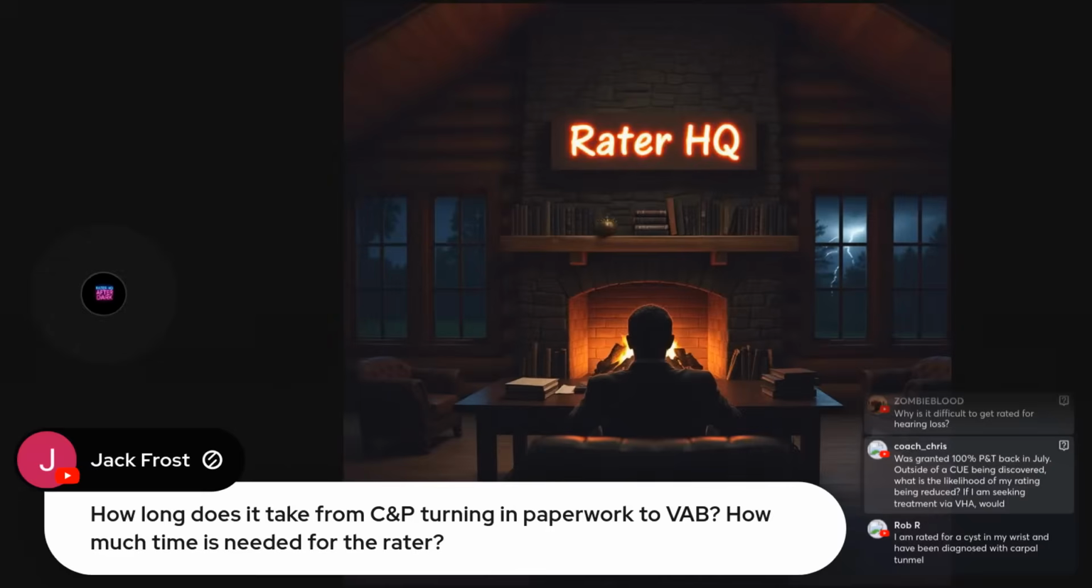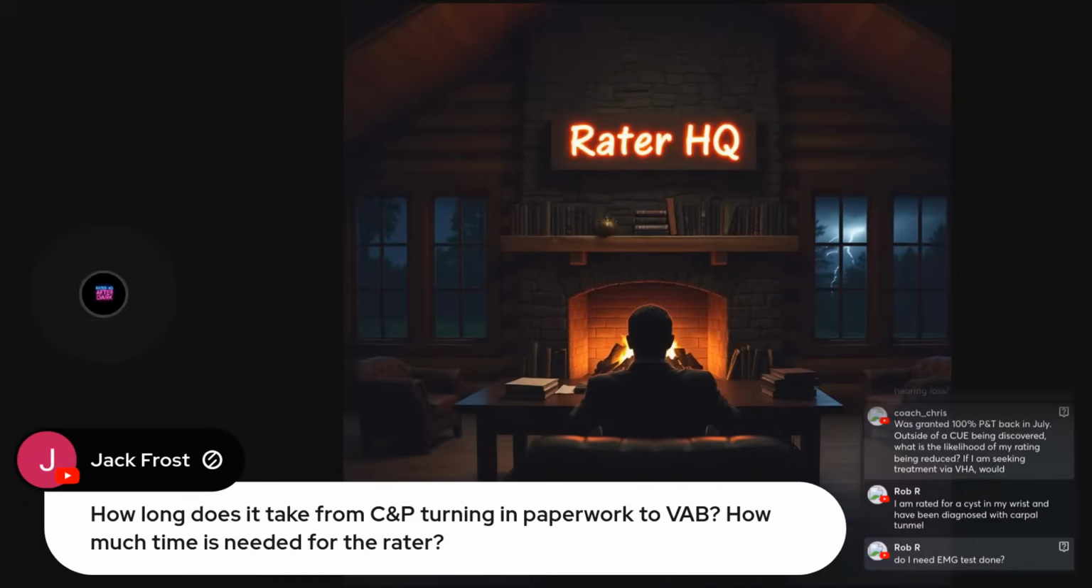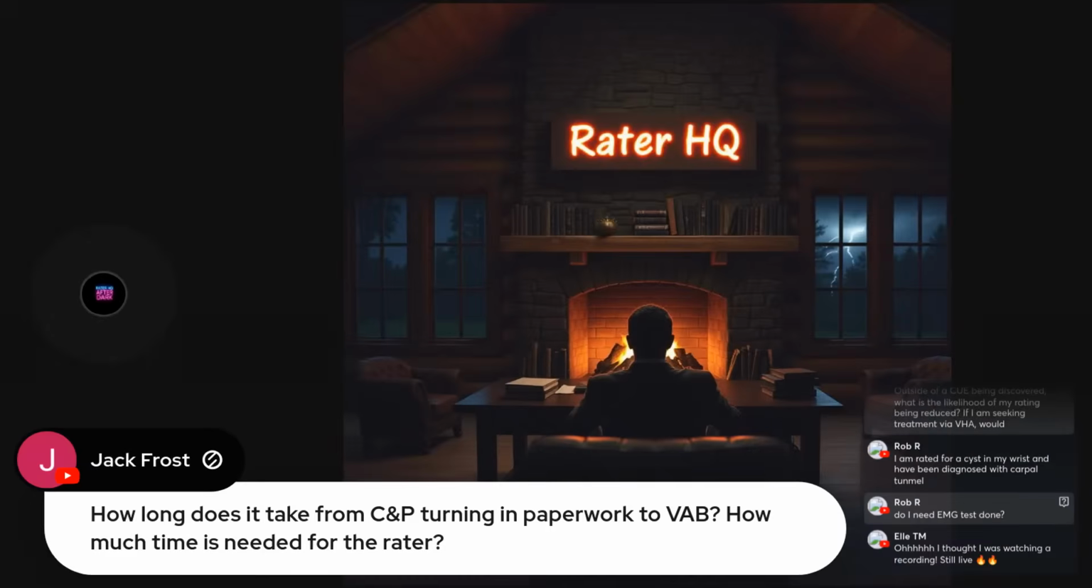If you've got a claim in your queue sitting over 5 days, someone is sending you an email asking, "What's going on with this claim? Why is this sitting here?" Because when claims sit on station for too long, there's an escalation of why is this waiting. It goes up to your coach, then up to the VSCM, and it goes higher and higher. So no, EMG tests do not need to be done.